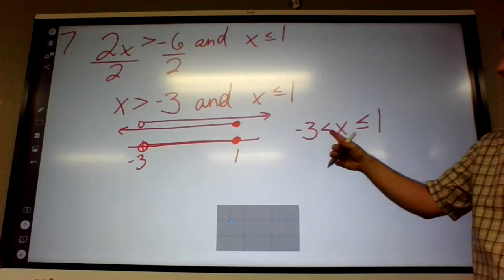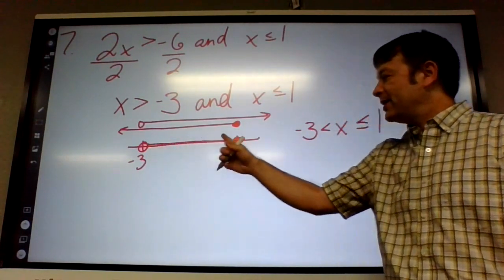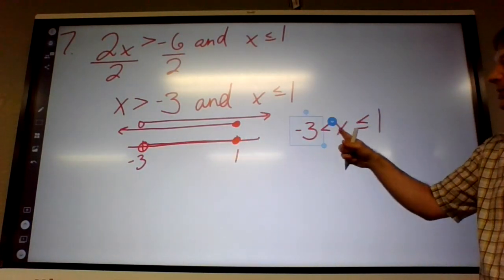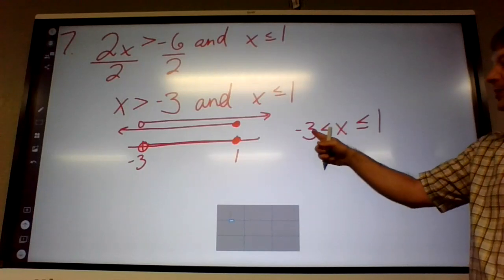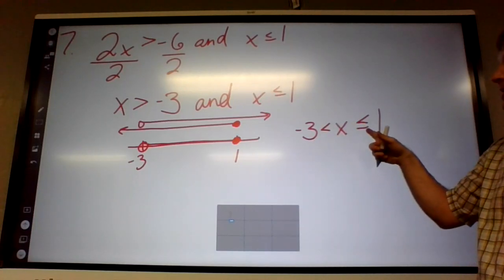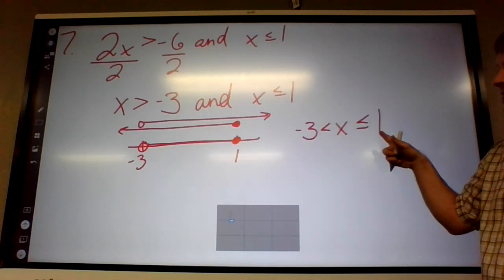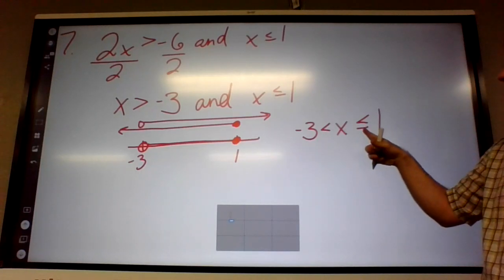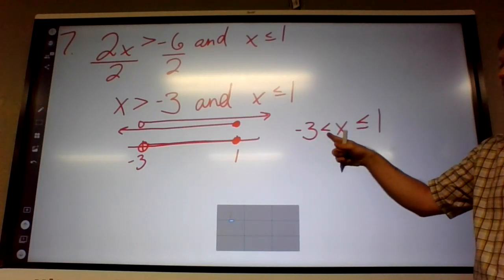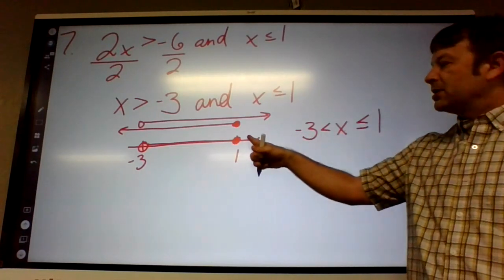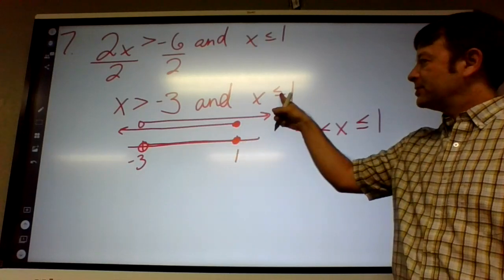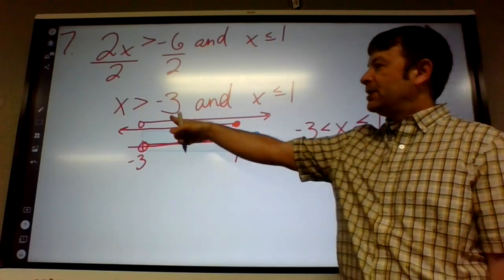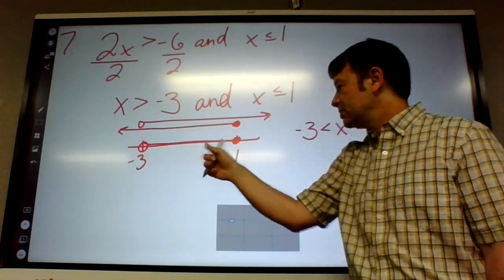So this is how you show all the numbers between negative 3 and 1. This is telling me x is bigger than negative 3, and simultaneously it's less than or equal to 1. Does that make sense? Why did I put a line underneath this one and not underneath this one? Because it's equal to on this one, and it's not equal to on this one.